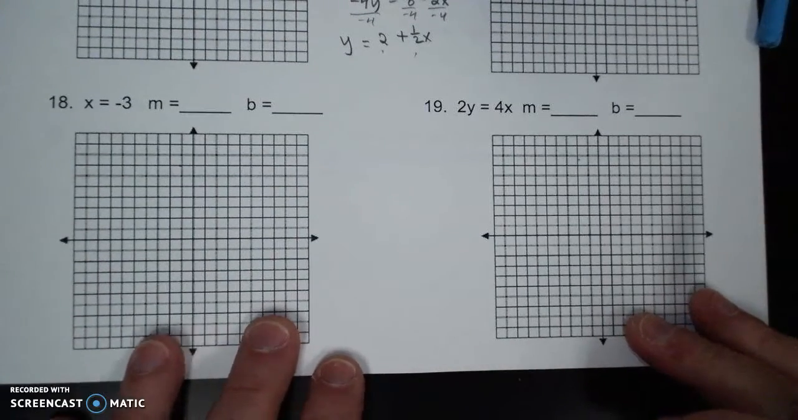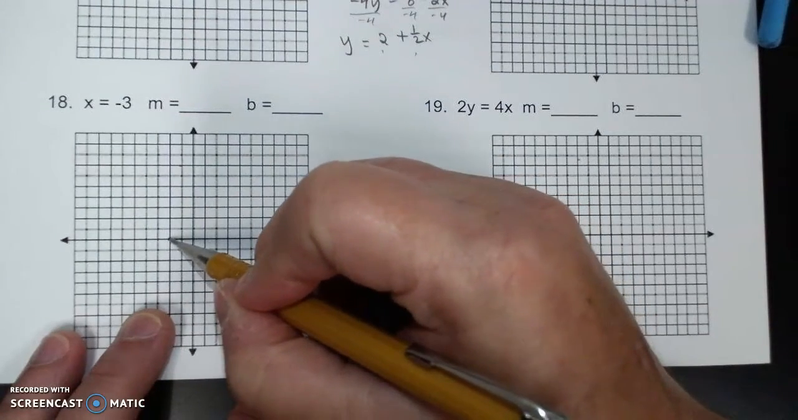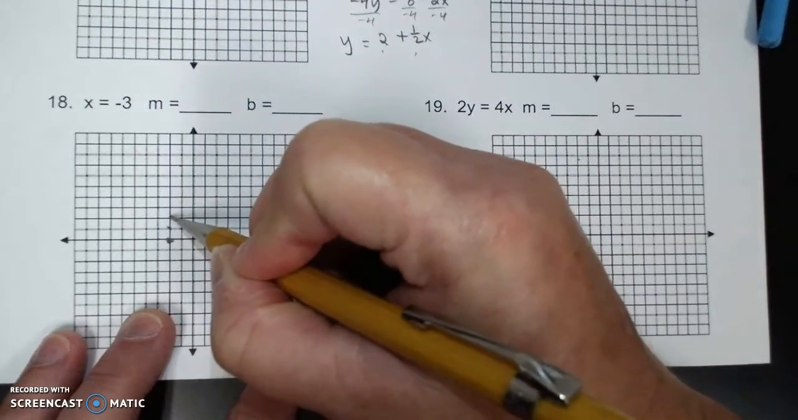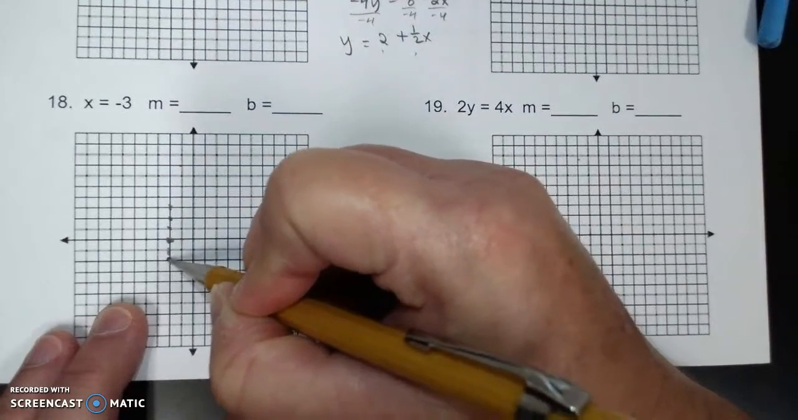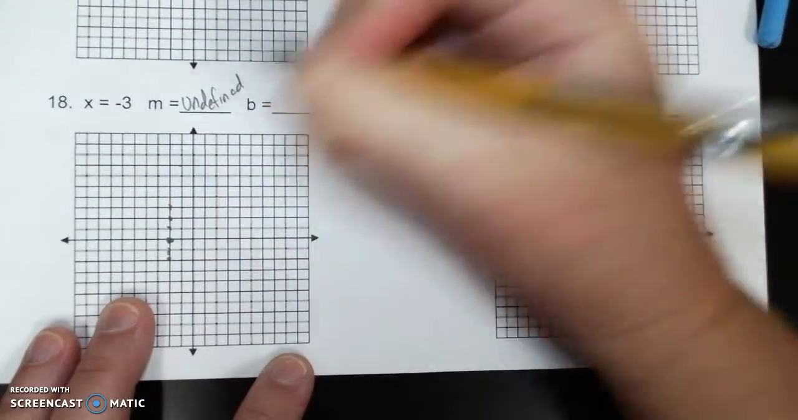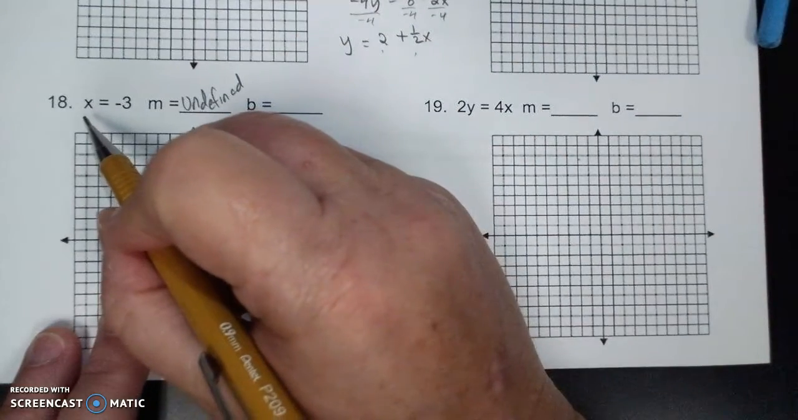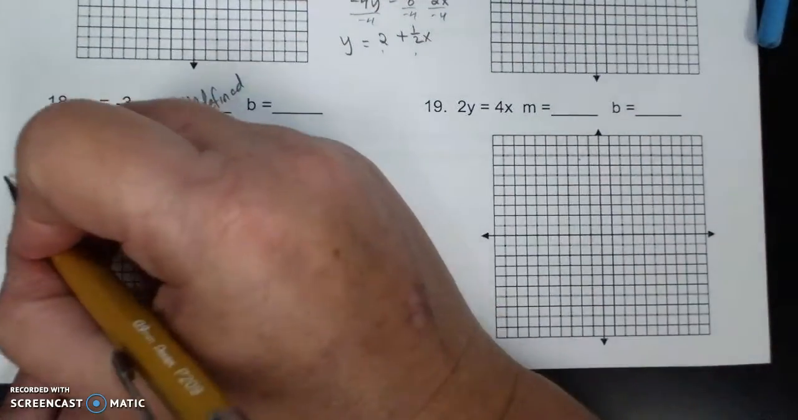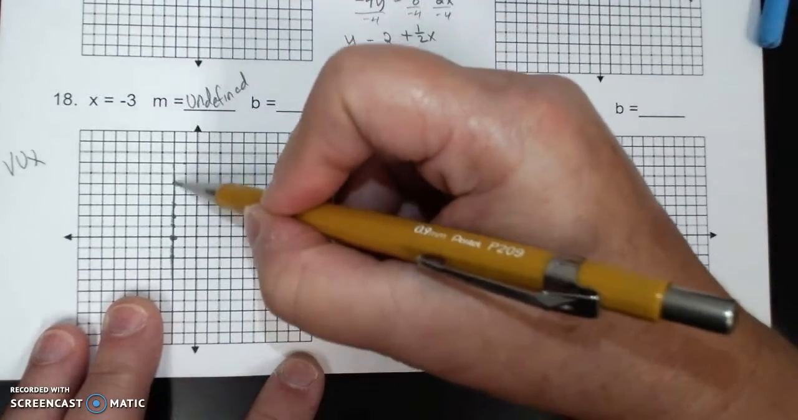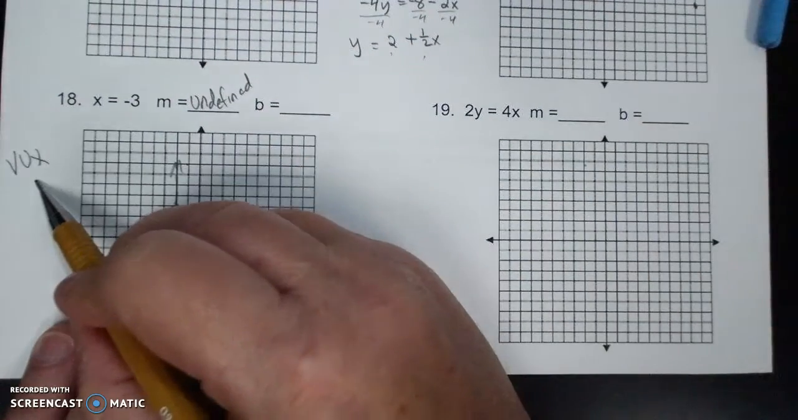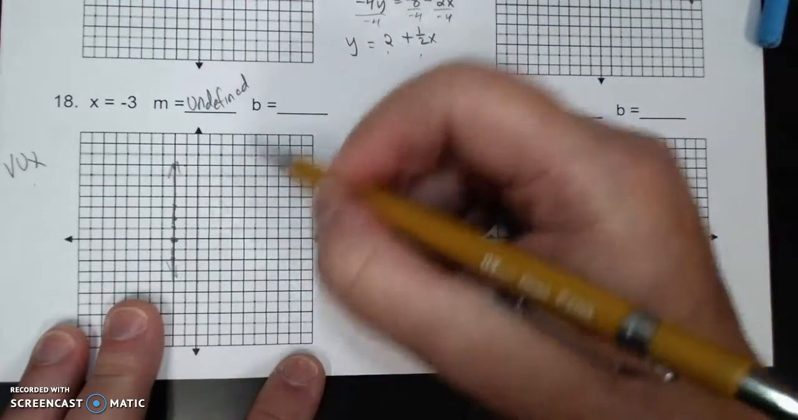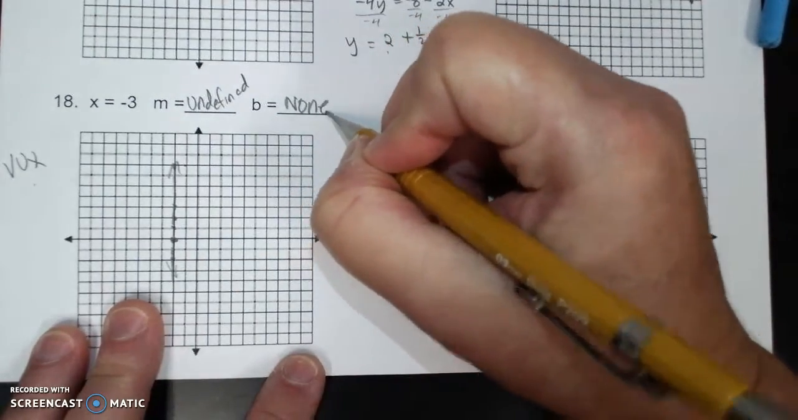X equals negative 3. That means I'm going to go to negative 3. Y can be anything, so I'm going to have y be anything I want. And I realize that this is an undefined slope, because in my mind when I see x equals negative 3, it reminds me of this, where I'm going to draw a vertical line at x equals negative 3. I'm going to have an undefined slope and x equals negative 3. Does this line ever cross the y-axis? No, so that's none.